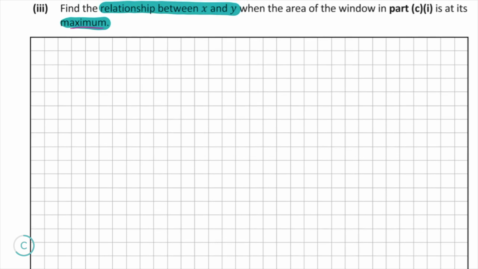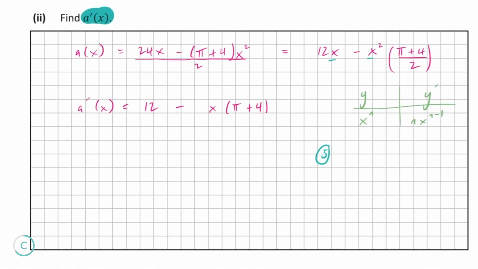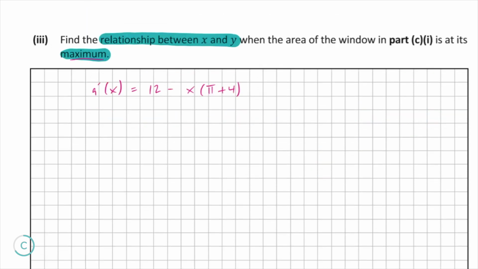Because they give us this word maximum, we're going to have to first of all find A dash x, which is the rate of change of the area, and we had to find that up here in part 2. So there we have A dash x, and to find where the maximum is, we're going to have to let this equal 0. So now what we can say is that x times pi plus 4 is equal to 12, just adding across by x times pi plus 4. So therefore x is equal to 12 over pi plus 4, which is roughly equal to 1.68.